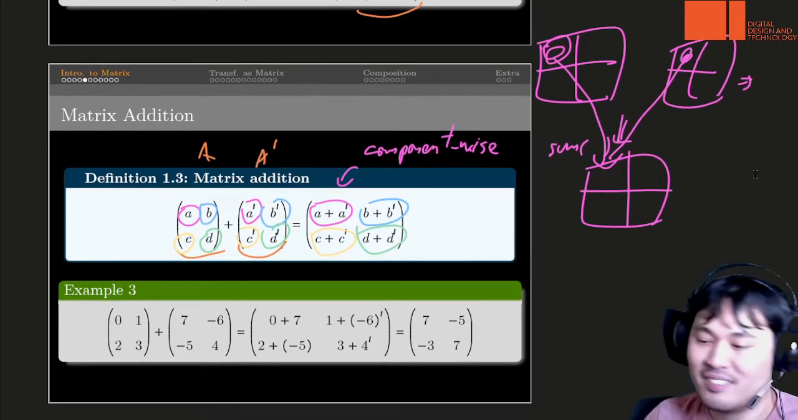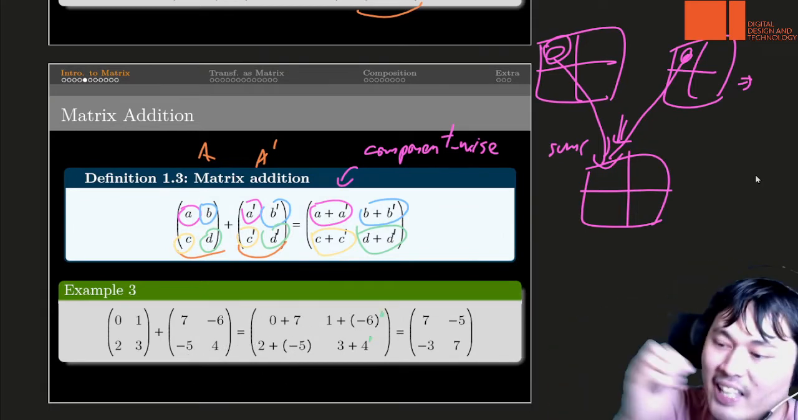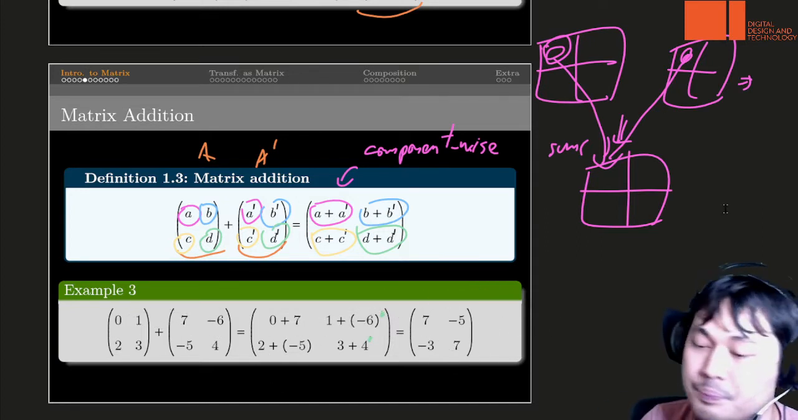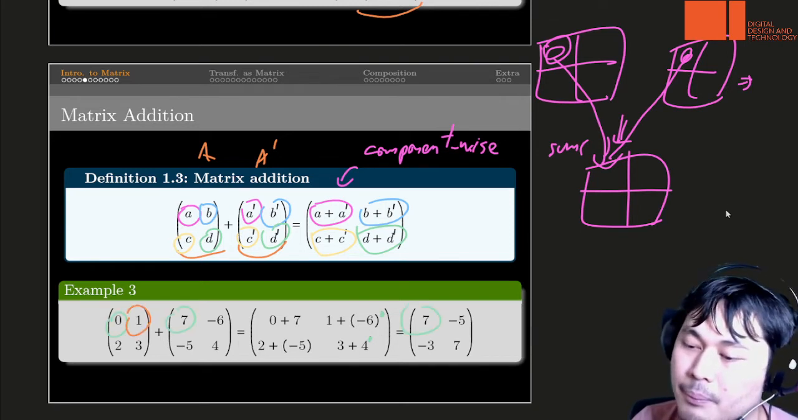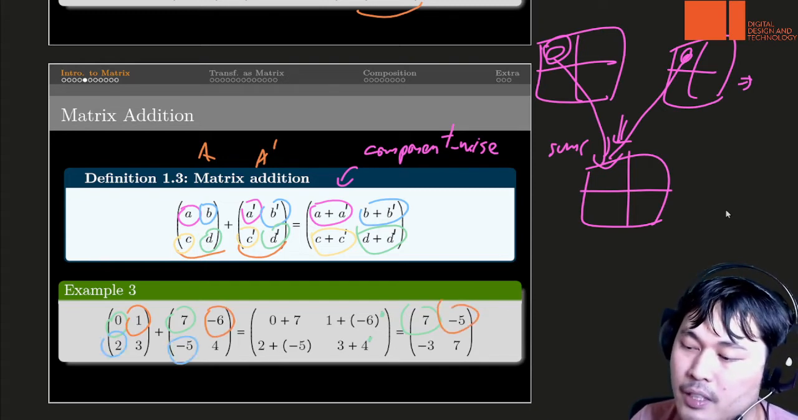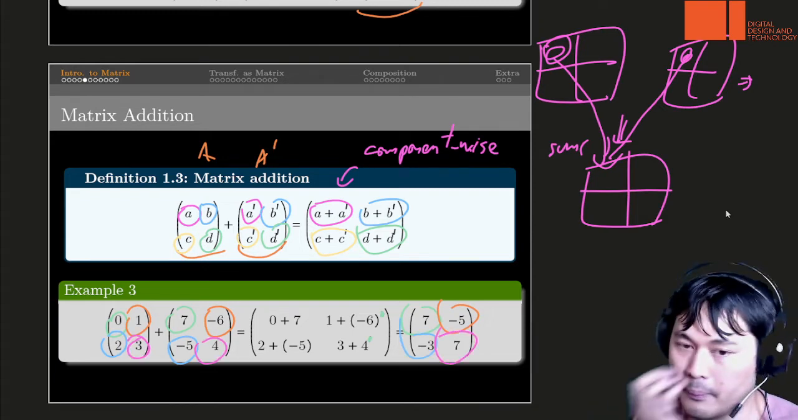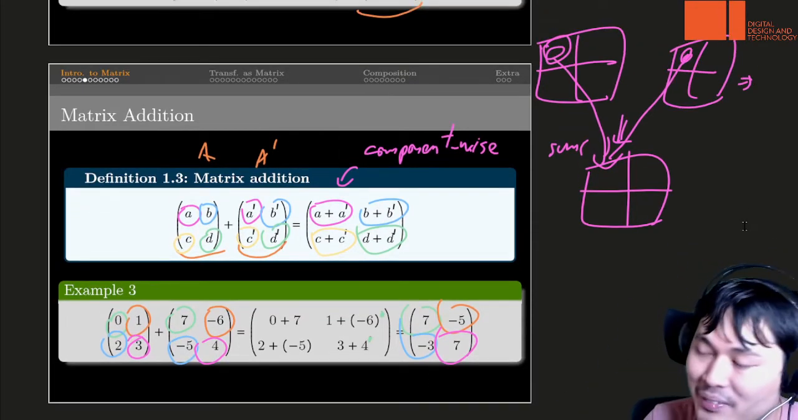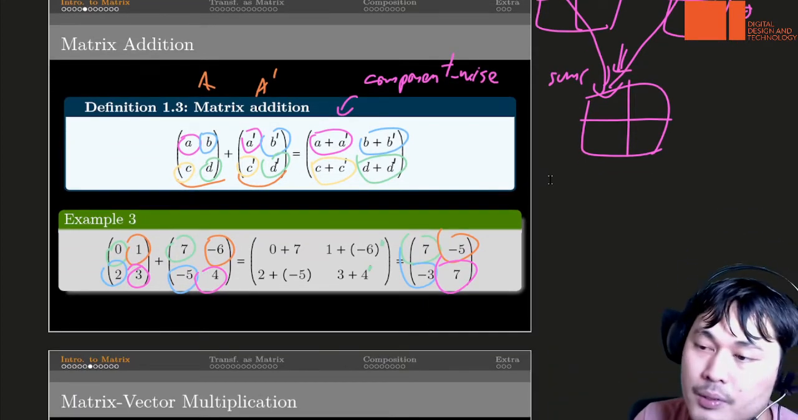So again, nothing fancy yet for a matrix. And this is an example, and there shouldn't be any dash. So you add that matrix to the other, then you get this as a result. 0 plus 7 is 7. 1 plus minus 6 is minus 5. 2 plus minus 5 is minus 3. And lastly, 3 plus 4 is 7. Yeah, nothing fancy yet. But now we are going to get some interesting results. And these are the first two operations.